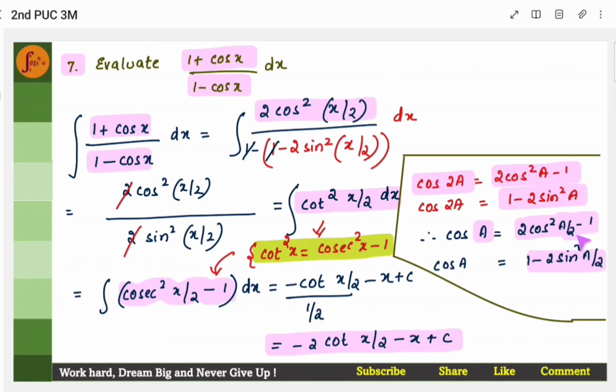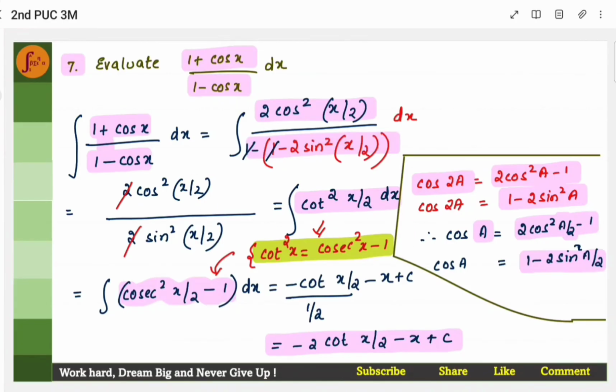Now, how do you know which formula to use? Use a formula in a way that this 1 will get knocked off. This 1 has to get cancelled. That is the way you have to use a formula. If I use the cos square formula, this plus 1 and this minus 1 will get cancelled. Thereby, I have to use this formula. Similarly, in the denominator also, I'll use a formula, but which one? This 1 has to get knocked off. If I use the sine formula, then this 1 will get cancelled. That's all. That is the clue.